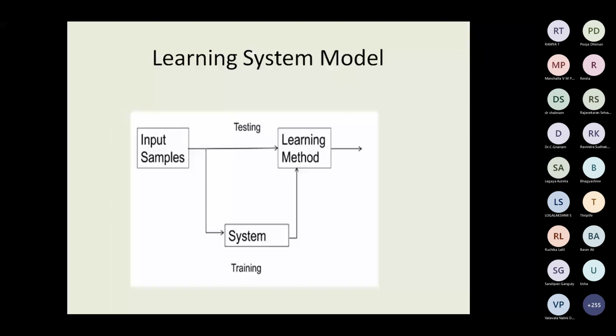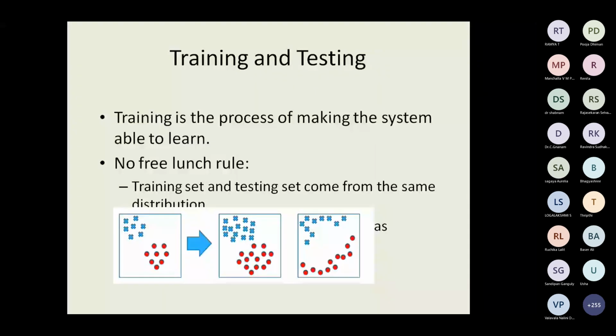So some of these things will be here. Whatever you have studied as machine learning, the learning system model: input samples have to be formed into a training set and testing set, and finally it will be concluded as a learning method. So that's the system here. I'll quickly drag through how the training and testing will be taken up.